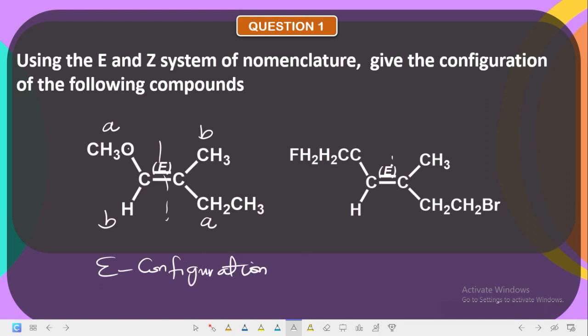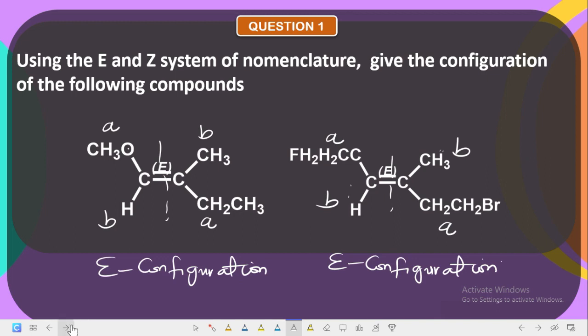Now how about this? What do you call this one? E or Z? Now between these two groups, which one do you think will have the higher priority? A. Then here will be B. Between these two groups, which one do you think will have the higher priority? This will also be A, and here will be B. So this is also E configuration. Okay? Also E configuration.